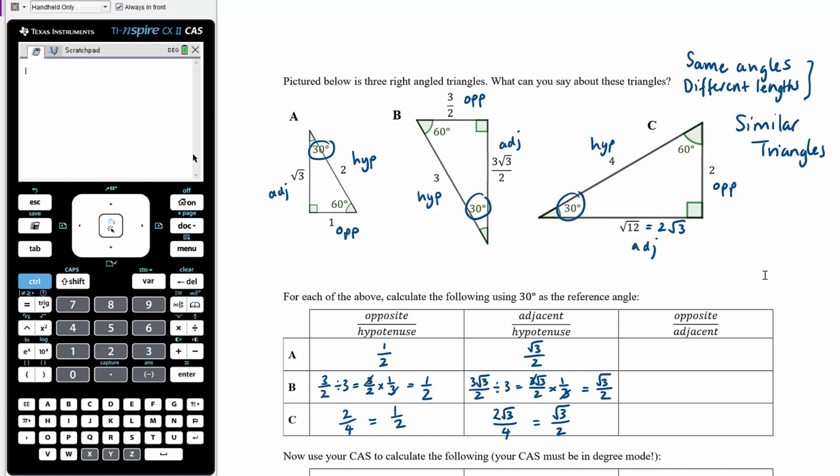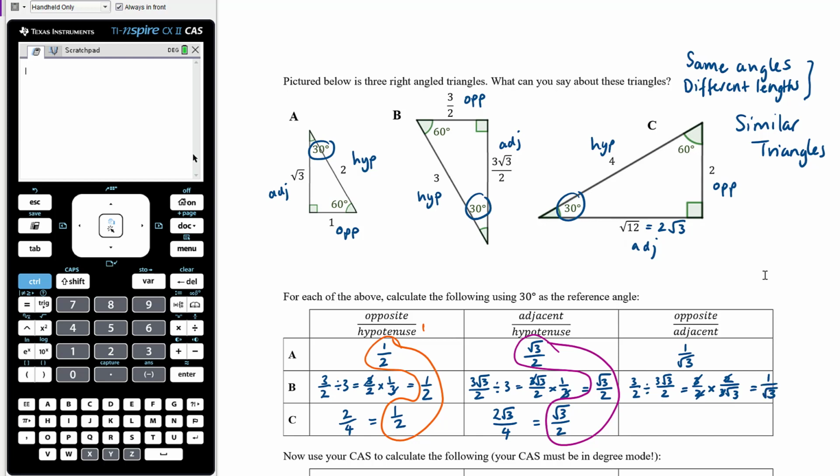So again, we're seeing we get the same thing, okay? So we're seeing opposite over hypotenuse for all three triangles was 1/2. Adjacent over hypotenuse for all three triangles was √3 on 2. And if we have a look at opposite over adjacent, in triangle A, we've got 1 over √3. In triangle B, we're going to have 3 on 2 divided by √3 on 2. So that is 3 on 2 multiplied by 2 on 3√3. Our 3's are going to cancel down. Our 2's are also going to cancel down. So we've got 1 on √3 again.